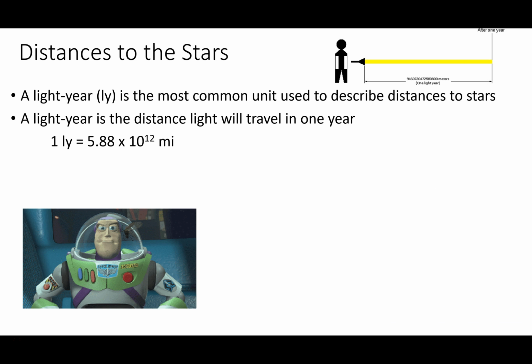So a light year, in terms of miles, we talked about big numbers and using scientific notation to pack up big numbers. So 5.88 times 10 raised to the 12th power means I take that decimal and I move it over 12 places to the right. And that's how many miles one light year is.